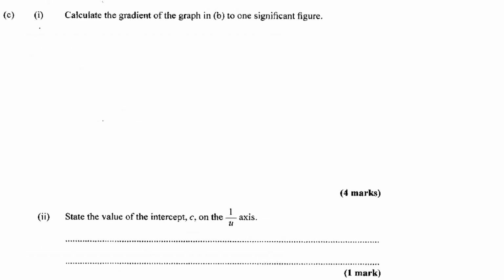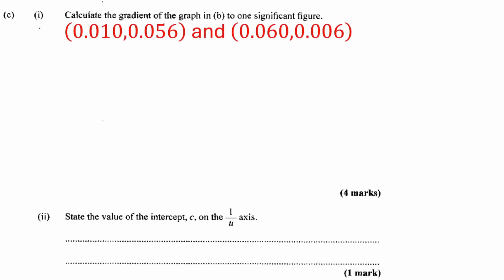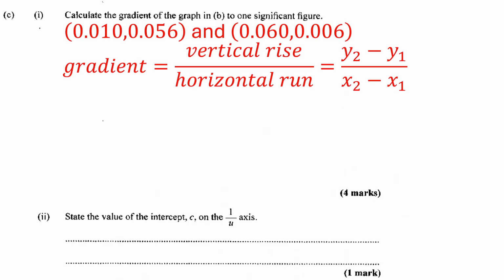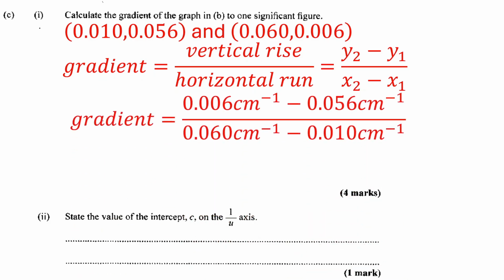So if we're to calculate the gradient of the graph, first thing we should do is to write down those coordinates. And so we'll use the formula that the gradient is equal to the vertical rise over the horizontal run, or y2 minus y1 over x2 minus x1. So substituting into our formula, we'll have 0.006 minus 0.056 divided by 0.060 minus 0.010.